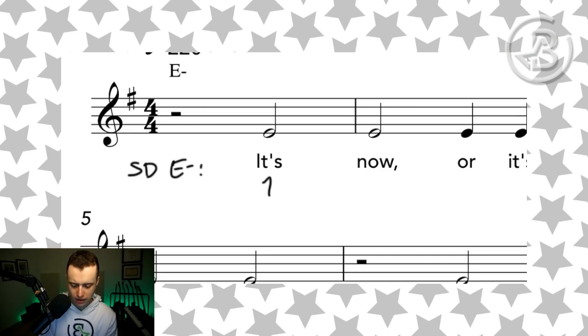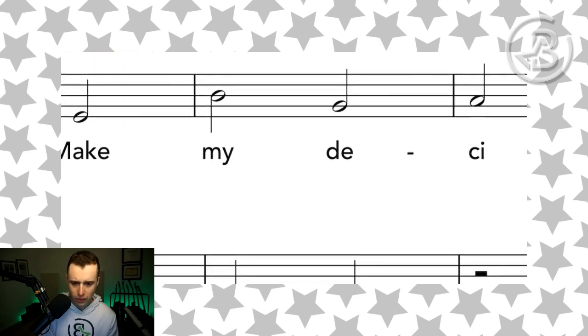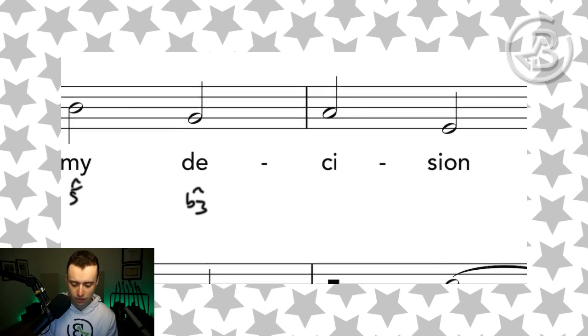Okay, and scale degree 1 this whole way through. So I'm not just going to go through and write 1s over and over again. Jump to where we actually have new notes. 5, 3. And the reason why I'm not writing that over and over again is because we'd be here all day.